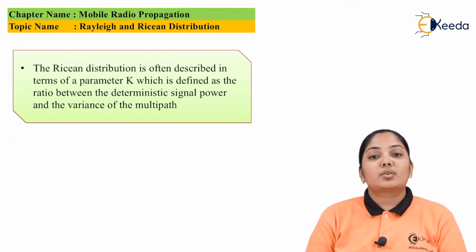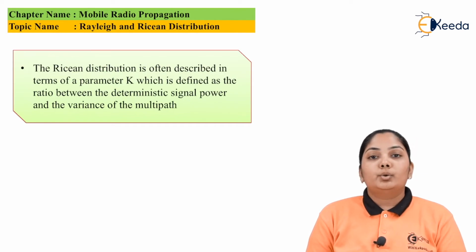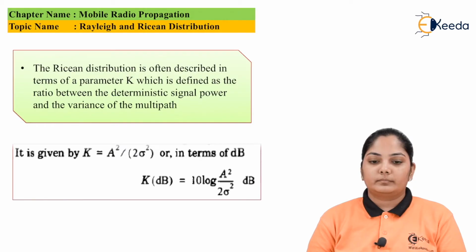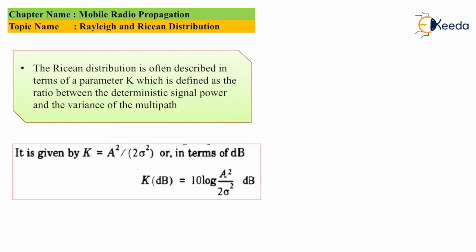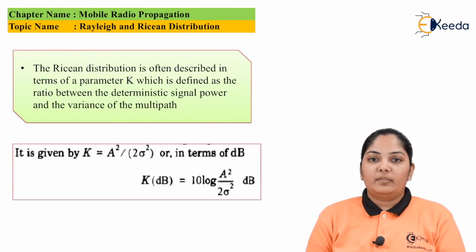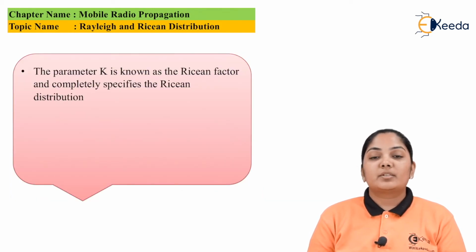The Ricean distribution is often described in terms of a parameter K. This parameter K is nothing but the ratio of deterministic signal power to the multipath variance. Hence, it is given by the formula K is equal to A square upon 2 sigma square, in terms of dB. This can also be written as 10 log of A square upon 2 sigma square. A is the amplitude, hence A square is the signal power, and sigma square is the variance. So the parameter K is known as the Ricean factor, and it completely describes the Ricean distribution.